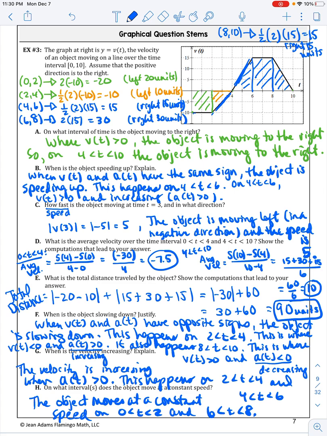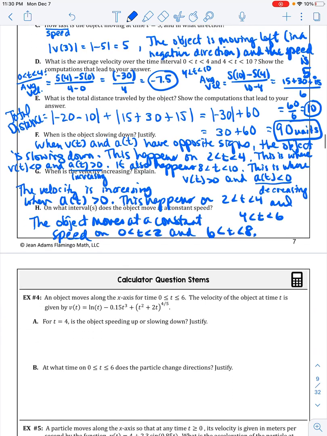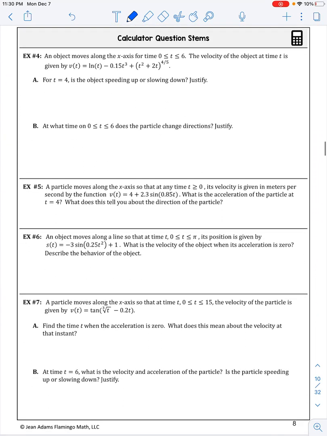That means there is no acceleration there. That's where your acceleration is 0. Okay. And then the last few are calculator questions.